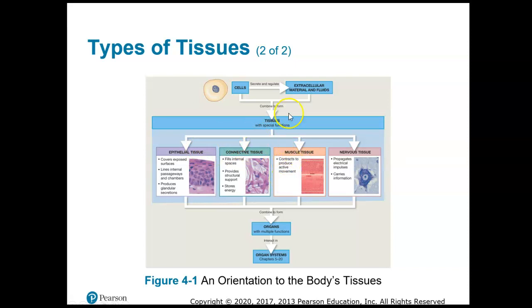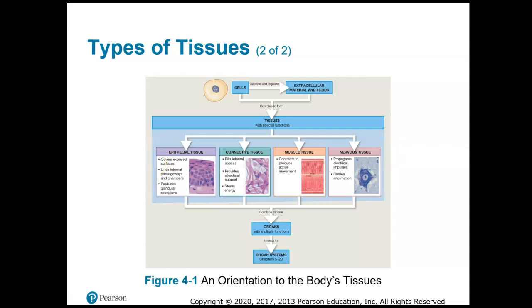So within the levels of organization, we know that cells are the basic units of living things, and then cells and extracellular fluids and materials combine to form tissues, and then groups of tissues combine to form organs, organs combine to form organ systems. So just focusing on the tissues, we have epithelial tissue, and the function of epithelial tissue, or where we find it in the body, is that it covers exposed surfaces.